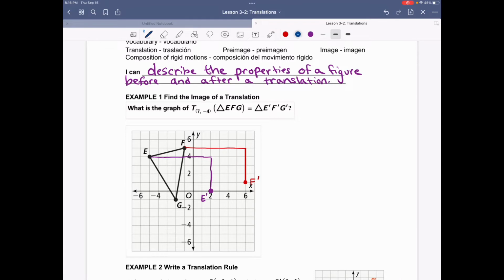And then for G, we're going to go right 7. We're going to go down 4. And that's G prime. Then what we're going to do is connect those dots. And that is our triangle after the translation, 7 to the right and down 4.